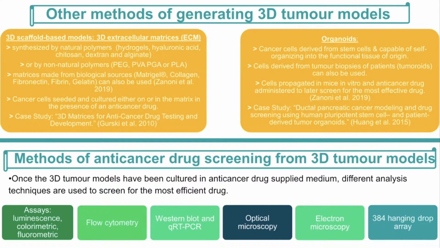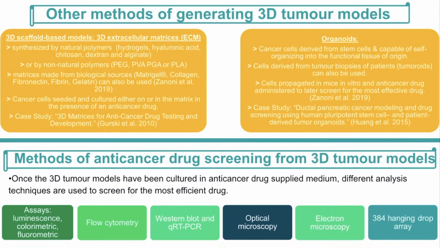As for organoids, they can be stem cell derived or cancer patient derived. These cells are propagated in mice models, and different anti-cancer drugs are administered to find the effects of each drug, thus screening for the most effective drug.